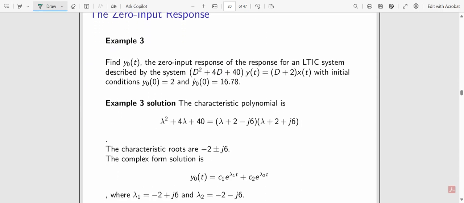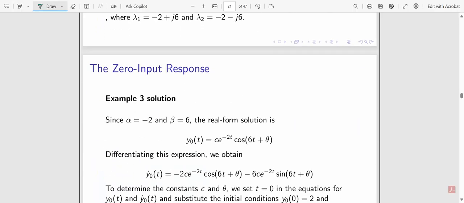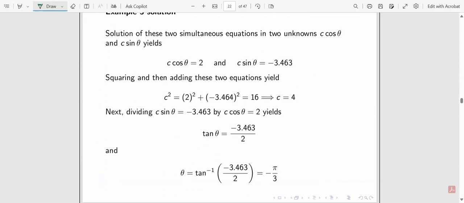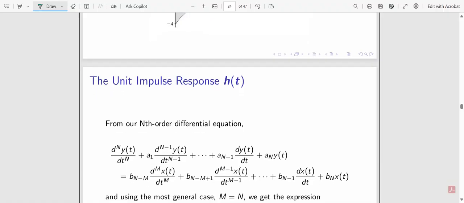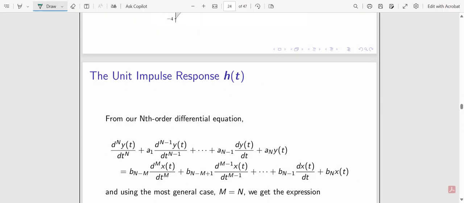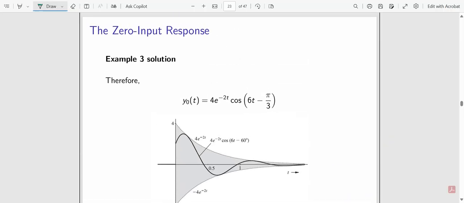This is another example that is given to us in the description. I will mention this example as well. There are some examples that are further about the unit impulse response. So next time we will continue this.